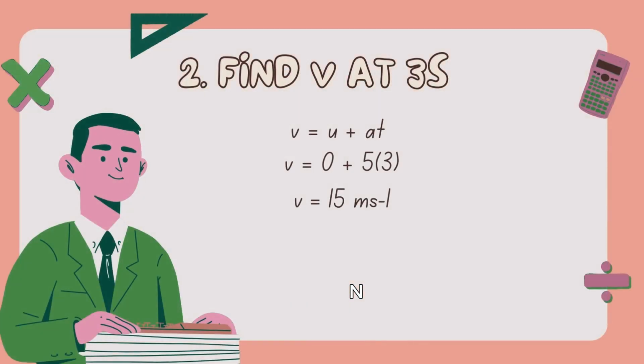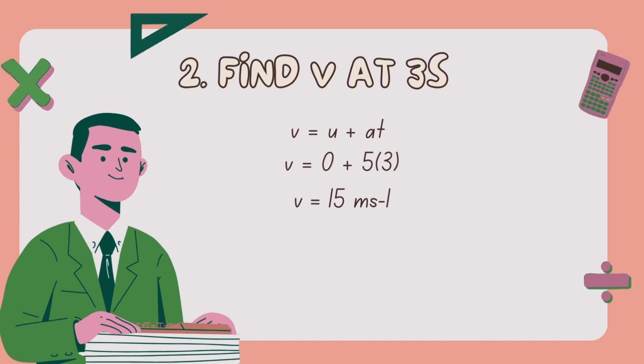Okay, next we need to find v at the specific time. Because the question asks to find instantaneous power, we know instantaneous power is the power at a specific time, and the question asks for time at 3 seconds. So to find v we will use the formula v equals u plus at. u is initial velocity, which is 0, a is our acceleration, which is 5, and t is our time, which is 3 seconds. So hence we will get final velocity is 15 meters per second.